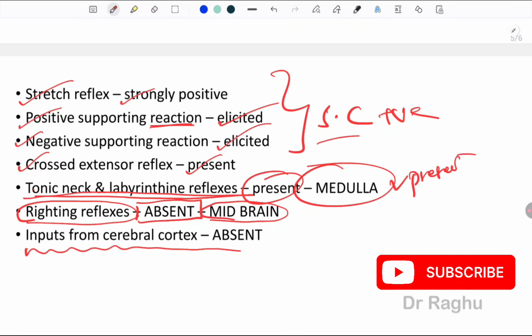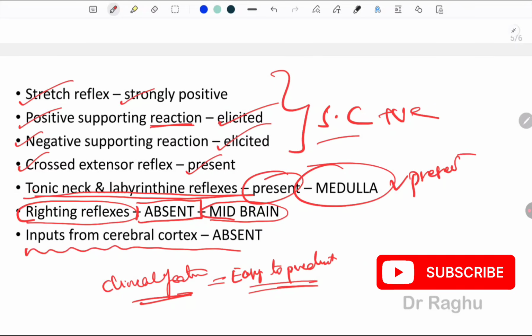So remember, in physiology, you just don't memorize, you understand the mechanism first. And once the mechanism is clear, the clinical features of any disorder or disease are going to be easy to predict, very easy to predict and very easy to remember also.